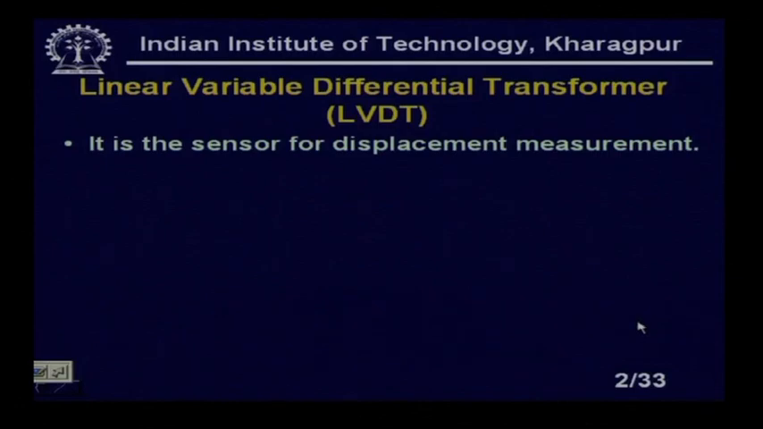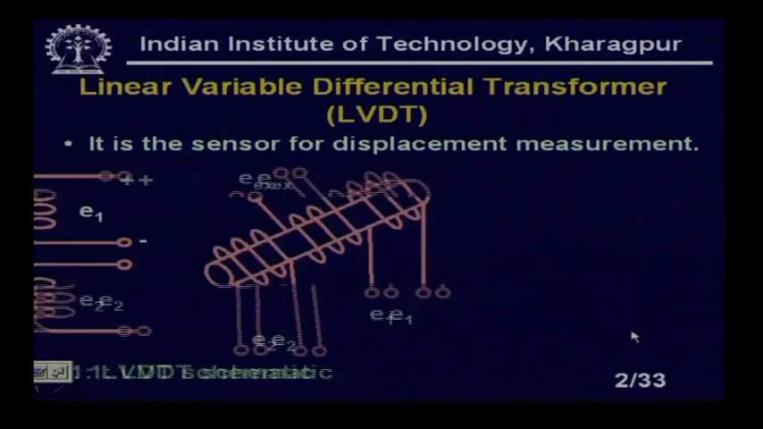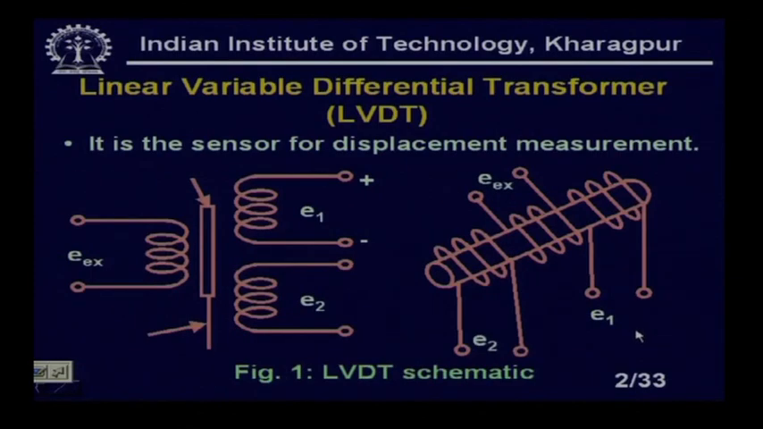It is a sensor for displacement measurement. You see, this is our basic LVDT. You can see here that you have a primary. There are 3 windings. Look very carefully. We have one primary and 2 secondaries, 2 exactly identical secondaries, right.